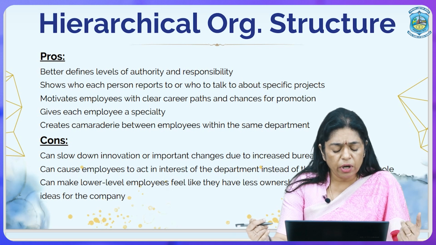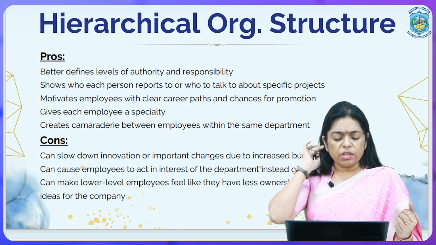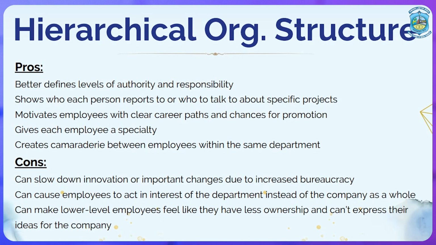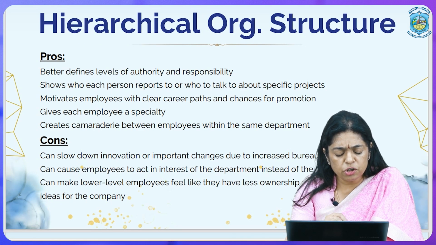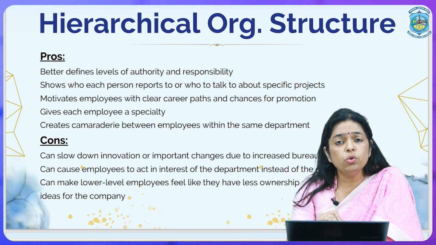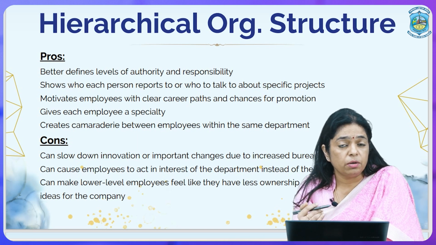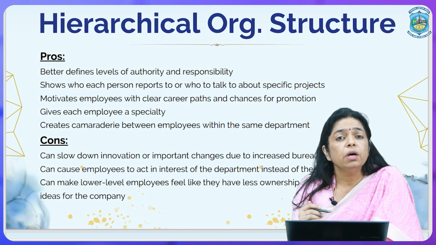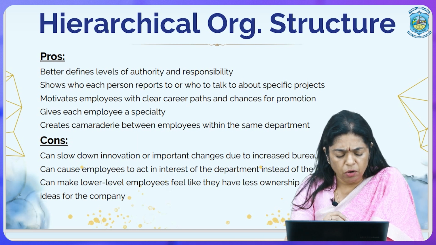As you just saw in the diagram, this kind of organization structure better defines the authority and the responsibility. The people who are sitting at the top are authorized to issue the instructions, and the lower level hierarchy is supposed to follow. Here it shows who is going to report to whom and who is going to talk to which group of people in order to discuss the various projects that are to be accomplished in the organization.